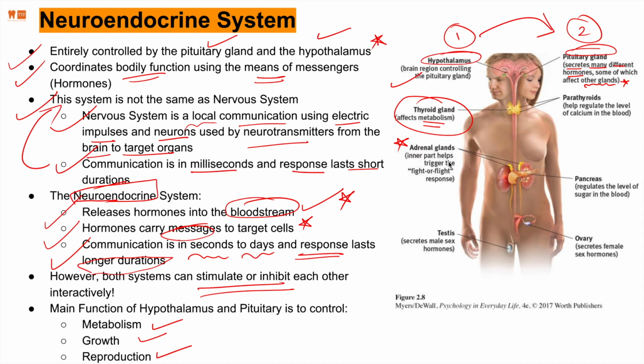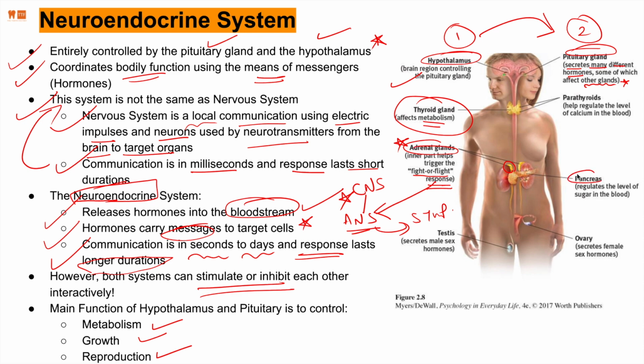However, it's the inner part right here, the yellow part on top of the kidney, that helps trigger the fight or flight response. See how it kind of links to the sympathetic nervous system? So remember from our adrenergic lectures that the fight or flight response is the body's automatic, involuntary function of the central nervous system's autonomic nervous system, which is specifically sympathetic. So that's how the neuroendocrine system is linked with the nervous system.